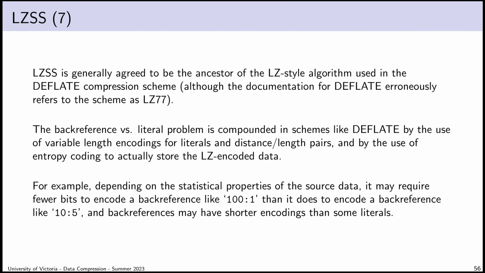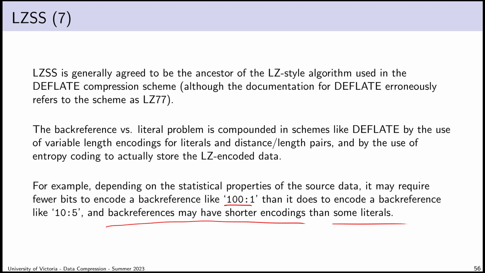So as it mentions here, depending on the properties of the data, it could end up that a back reference like this one requires fewer bits than a back reference like this one, even though that makes very little sense, because it could be that depending on your data, this back reference shows up so many times that it receives a short encoding with prefix coding. And similarly, you could end up with cases where even tiny back references, like 100:1, a back reference of length 1, end up with a shorter encoding than some literals, because we subject it to prefix coding. Okay, now that's something we'll worry about in the next lecture.